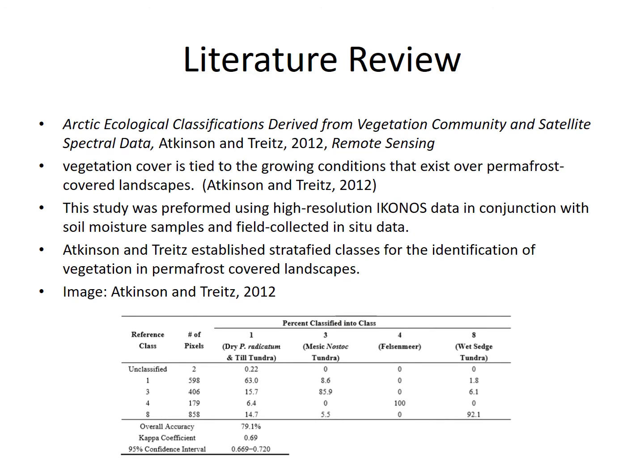My second piece of literature is from Atkinson and Treats. This is one of the most important pieces of literature in permafrost remote sensing, and they basically said that vegetation covered in permafrost areas could be described in three classes of vegetation.